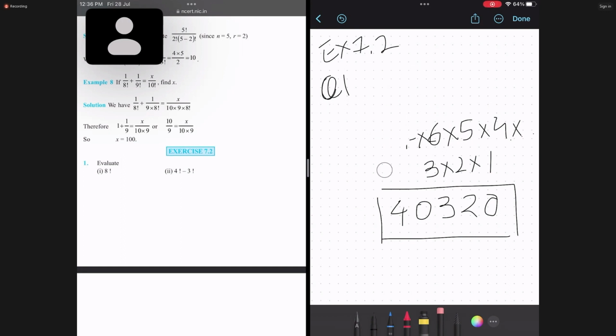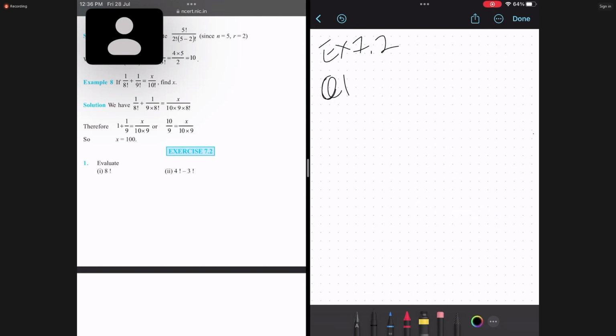Moving on to the second part of the question. The second part is 4 factorial minus 3 factorial, and you have to evaluate this. When you are approaching such questions, or for that matter any question that involves factorials or permutations or combinations, try to figure out if there is something that you could take out of all the operands that you have in the question.